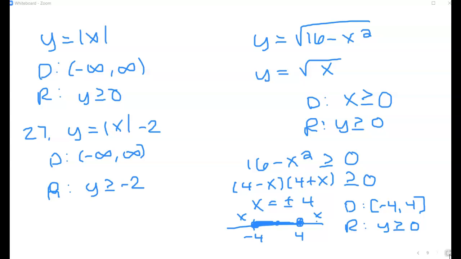It asks you to graph them. Well, if you graphed the square root of 16 minus x squared, you're actually going to get a semicircle. So this is going to give you a semicircle of radius 4 from -4 to 4.